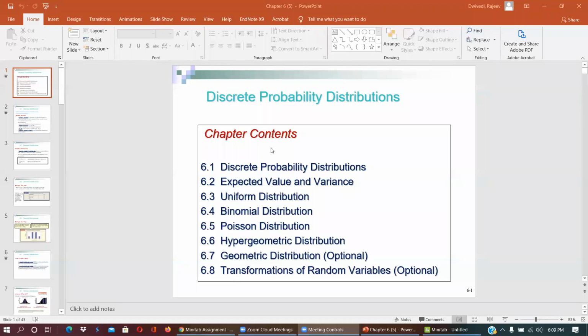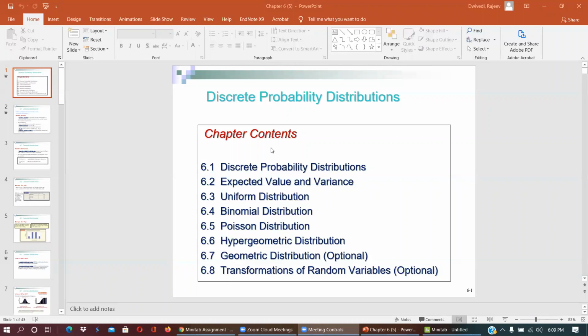This is chapter number 6, discrete probability distribution. And chapter number 7 is about continuous probability distribution. So now you can understand the meaning of discrete and continuous. You can relate those concepts that we learned in chapter number 2. What is discrete? What is continuous?